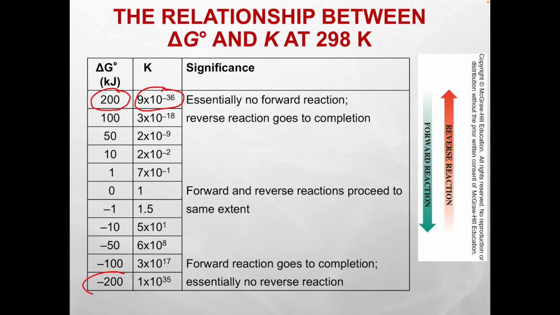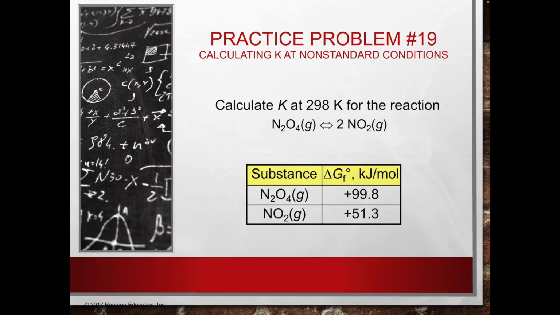If we have a very negative value of delta G, that's telling us it is spontaneous in the forward direction, which means it's favoring the products. Therefore, we're going to have a very large value of K. And then again, if it was 0, then that means K is equal to 1, and you would have your forward and your reverse reactions being the same extent, essentially.